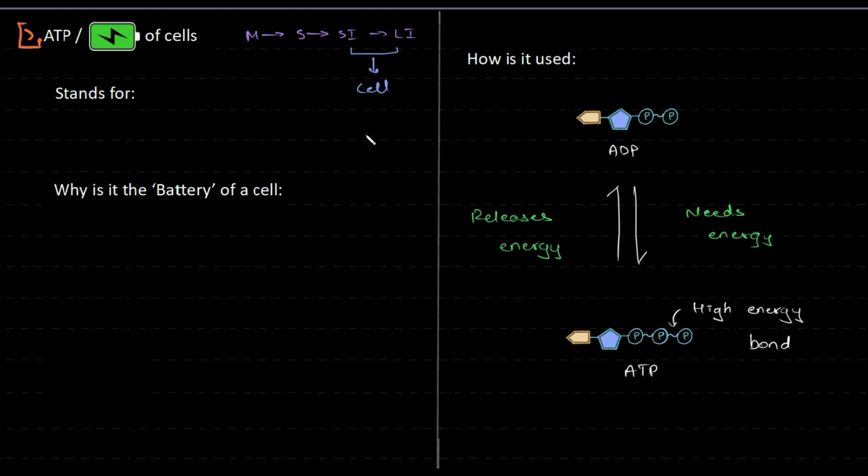So there is a way that our body stores this energy so that it can be used at the right time. And that's where ATP comes into the picture. It's the battery of the cell.